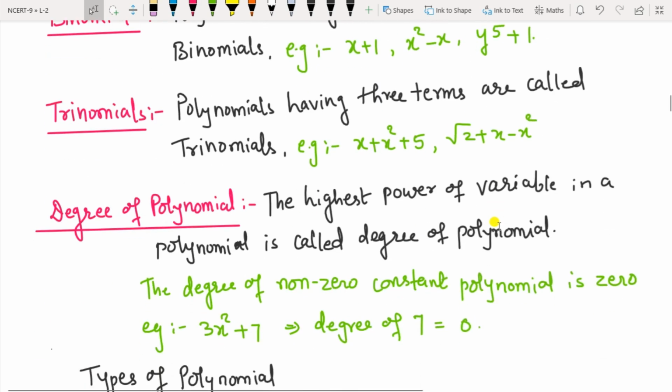Then come the trinomials. Polynomials having three terms are called trinomials. For example, x plus x square plus 5. There are three terms. Here also there are three terms. So those are called trinomials. These are the three different types of polynomials.